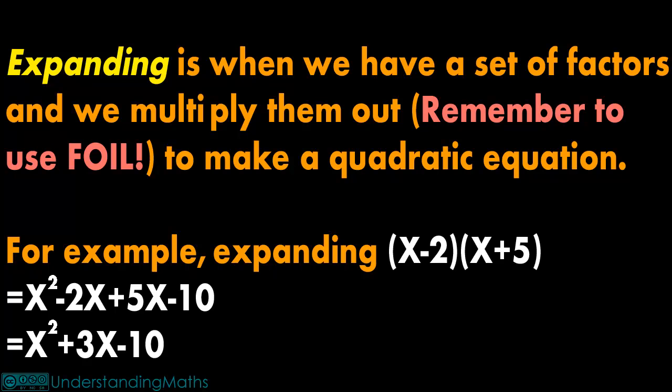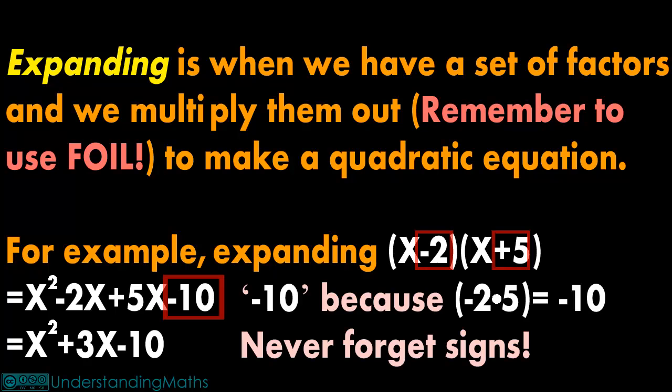Expanding is when we have a set of factors or brackets and we multiply them out. Remember to use FOIL to make a quadratic equation. Then there is a fairly straightforward example below. However, never forget to pay close attention to the signs in front of numbers. X minus 2 is much like x plus negative 2, and negative 2 times 5 is negative 10.